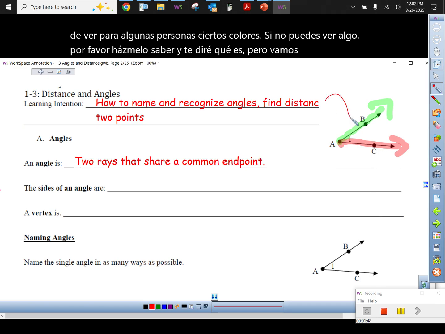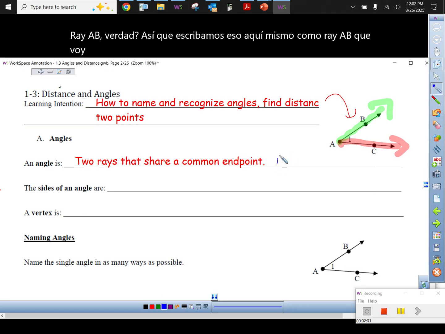Could you name this green ray for me, just out loud? What would be the name of that green ray right there? Ray AB, right? So let's write that down, ray AB. I'm going to use green to match it up. Ray AB was the green ray. Remember, we need the ray bar above it. So ray AB, remember the ray bar? And who is the red ray? What would you name that red ray right there? Ray AC. Do you see they have a common endpoint, right? Who is the common endpoint between ray AB and ray AC? A, right? How do you feel about that? A is the common endpoint.